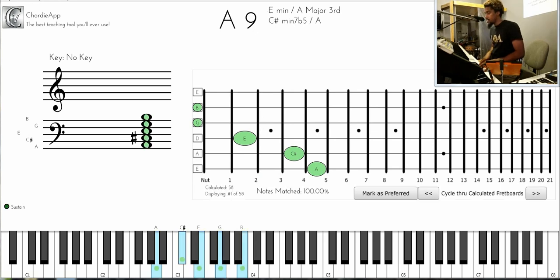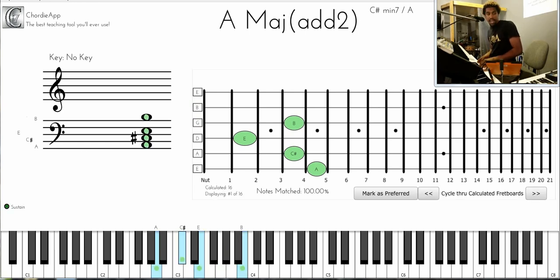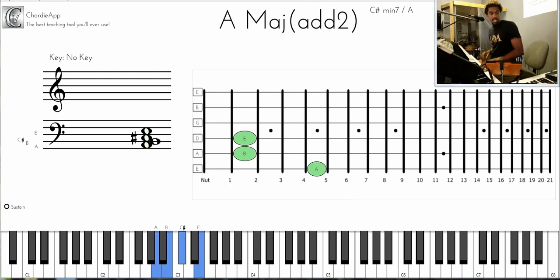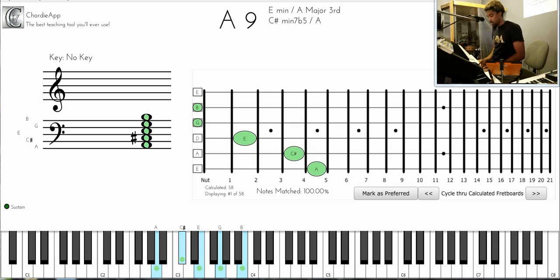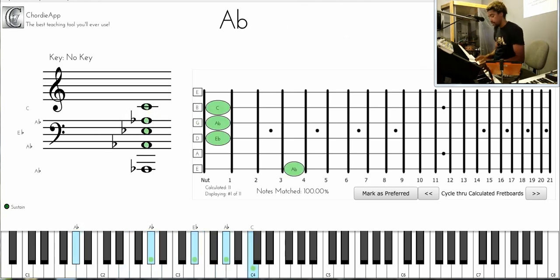I'm going to add this 9. Alright. If I take away the 7, notice it just says add 2. But if I add the 7, because if you take away the 7, you're just playing this. So in so many inversions.